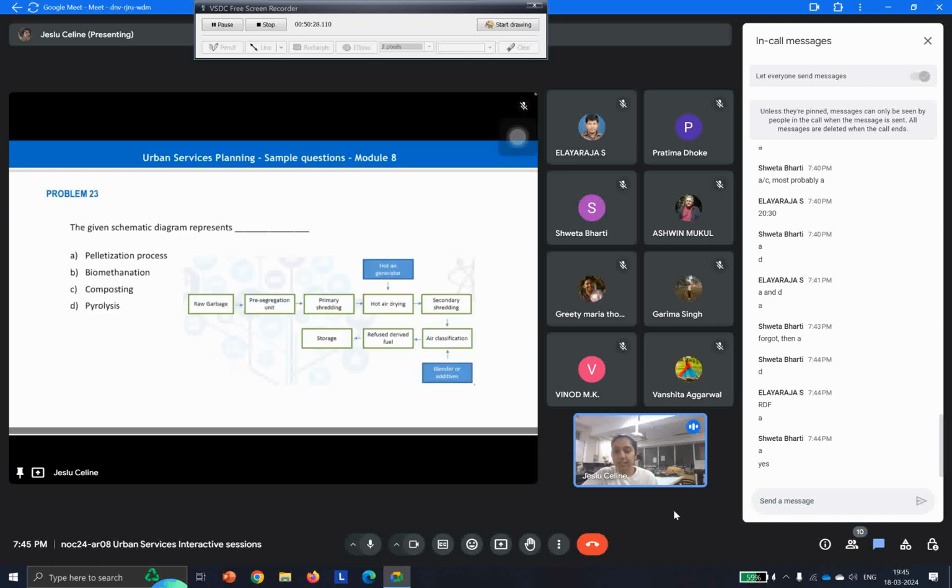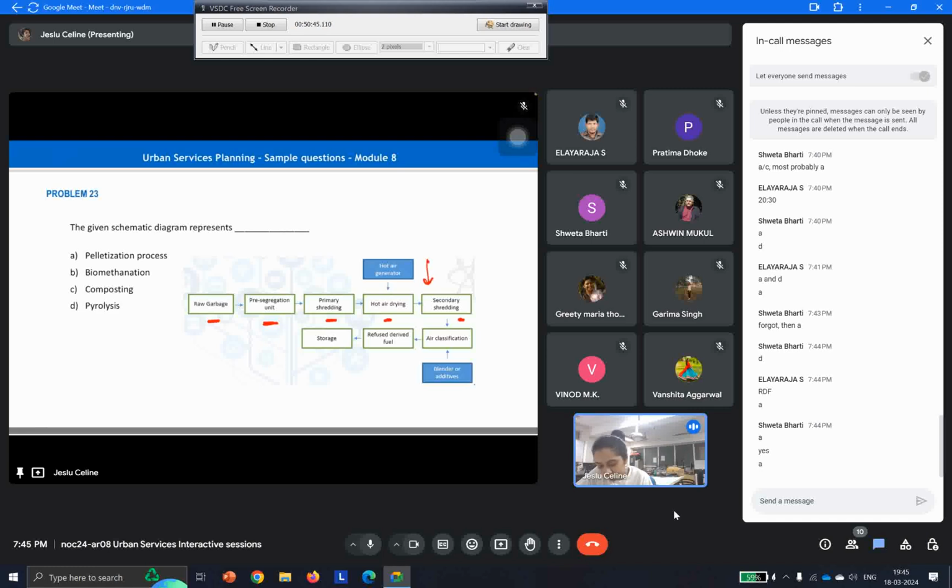The given schematic diagram represents what? A. Pelletization. B. Biomethanation. C. Composting. D. Pyrolysis. So let's look at the diagram. We have raw garbage, then pre-segregation, shredding, and hot drying. So we have a hot air generator, and from that air is coming. Secondary shredding, air classification. Here comes the key. Now we have RDF coming over here. Then something is coming from the bentonite additives, and then we are storing it. So now what does this represent?